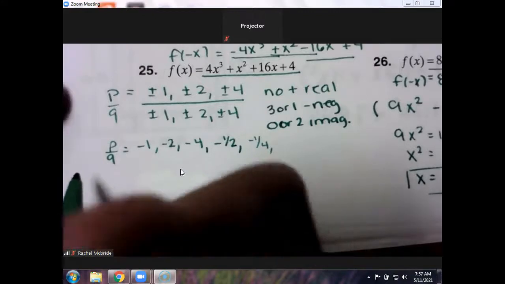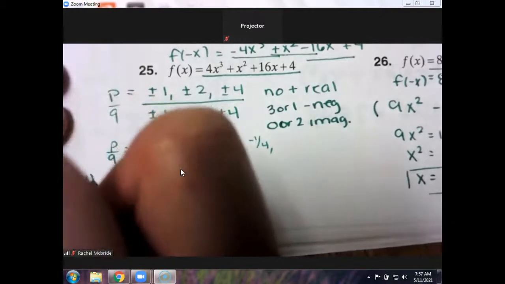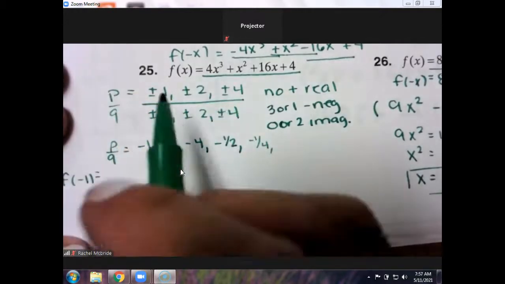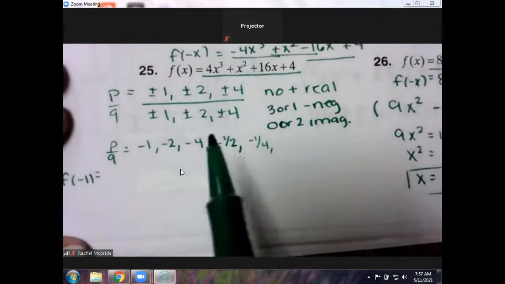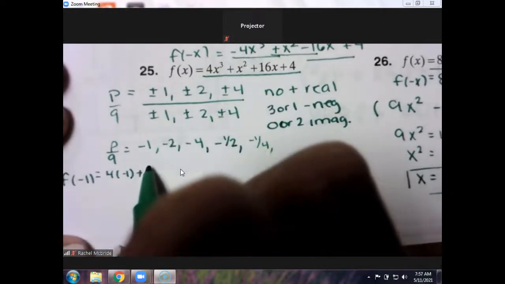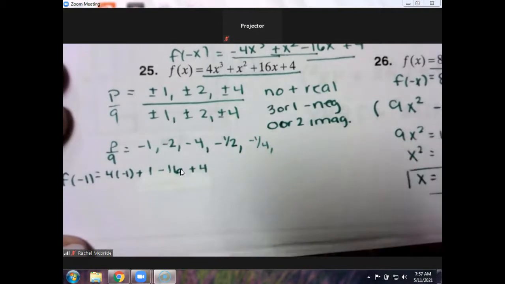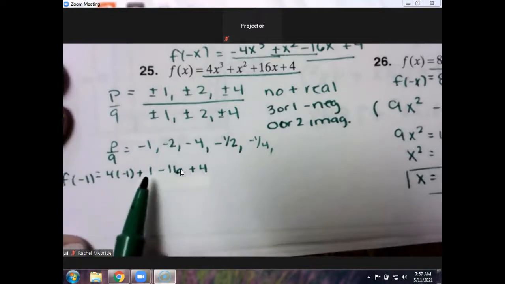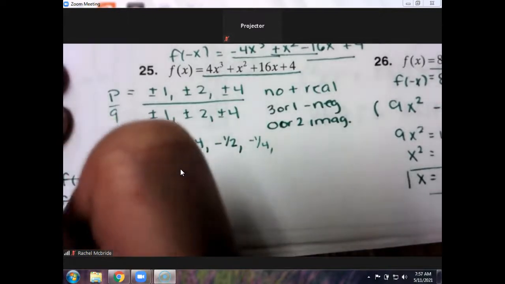You could do a quick plugging in. So you could find f of negative 1, either using substitution or synthetic. So if I quickly plug in using substitution, I get negative 4, positive 4, they cancel. But that gives me a 1 in 16, so I know negative 1 doesn't work.